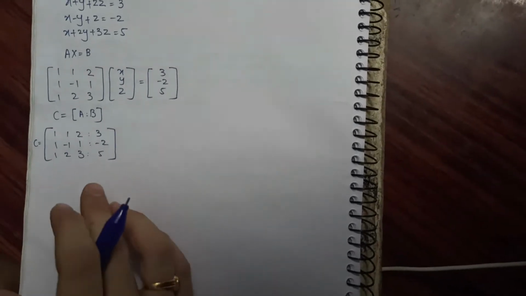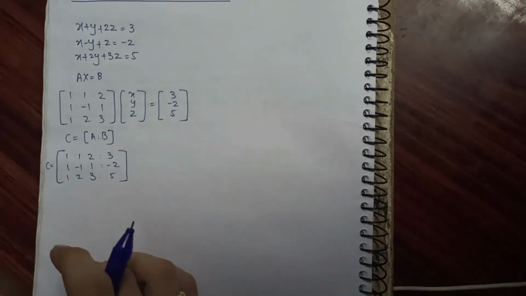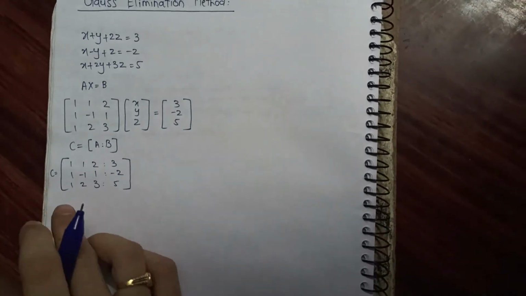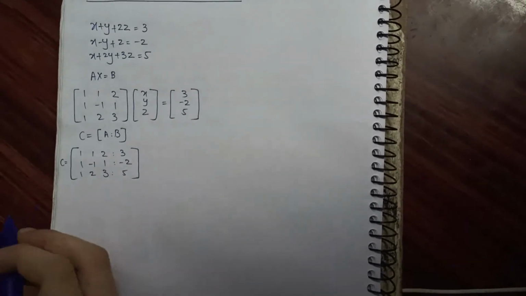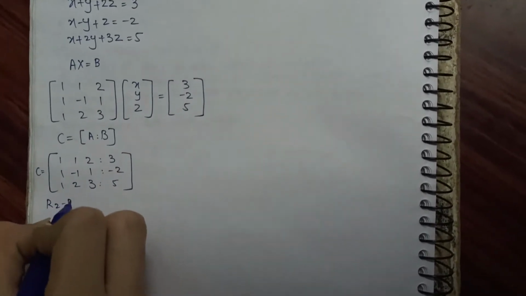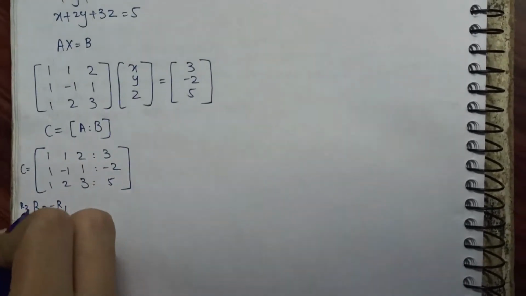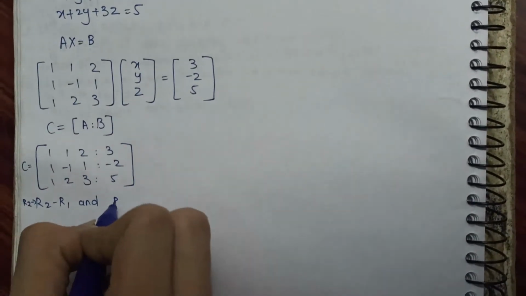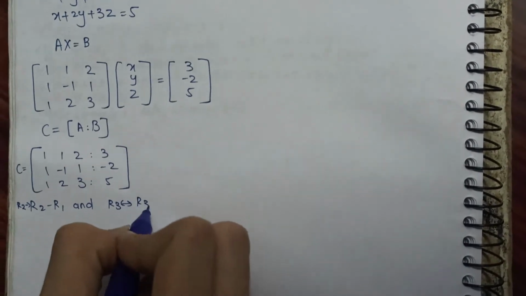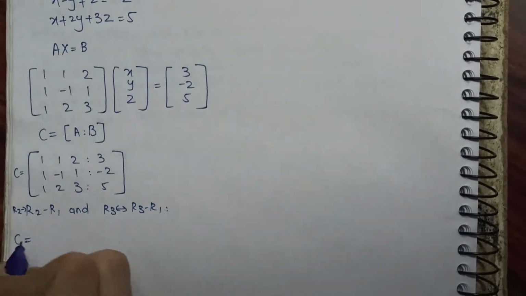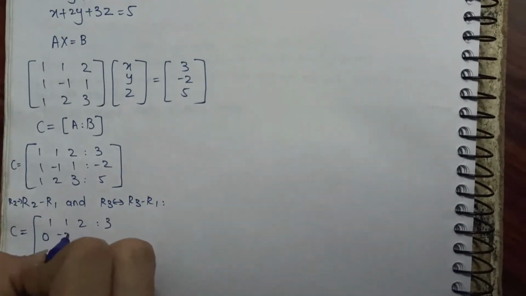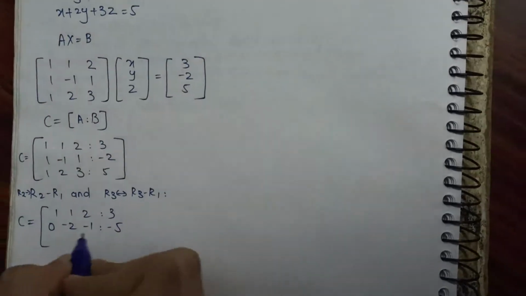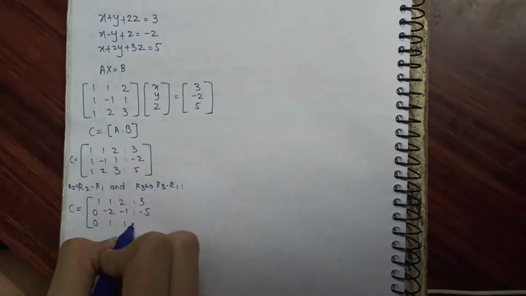For these equations, I will convert this matrix into upper triangular matrix, that is the elements below diagonal will be 0. So 1, 1, 2 will get converted to 0, 0, 0. So by using row transformations, R2 minus R1 and R3 minus R1, C will get converted to 1, 1, 2, 3, 0, minus 2, minus 1, minus 5, 0, 1, 1, 2.